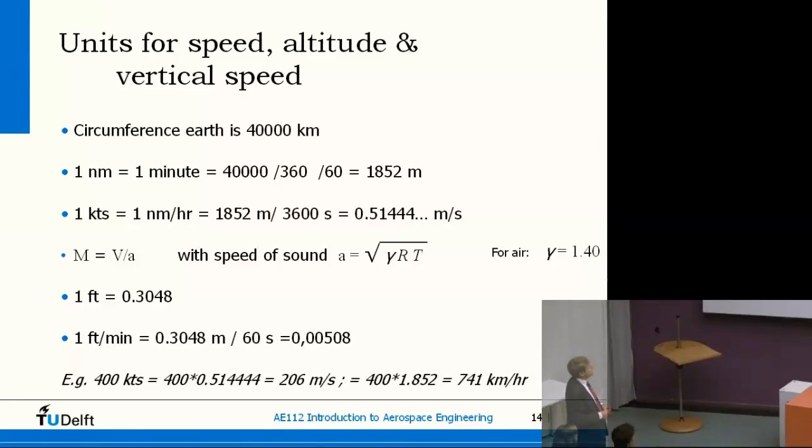And the speed, the true airspeed, divided by the speed of sound, gives you the Mach number. For altitude, we use feet, 0.3048 meters. And for vertical speed, we use feet per minute. Normal values for that are like 1,000 feet per minute or 1,500 feet per minute as normal climb speeds. And of course, you can also calculate to meters per second.